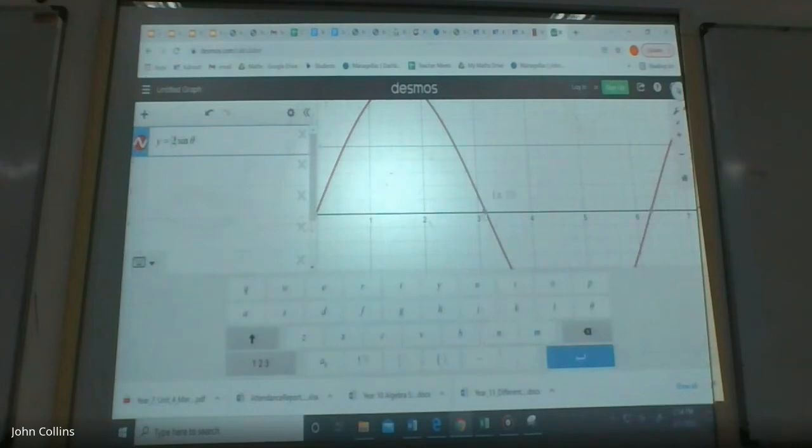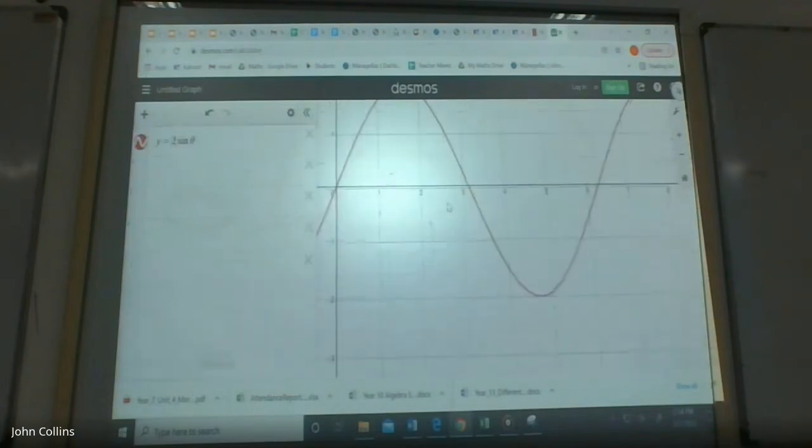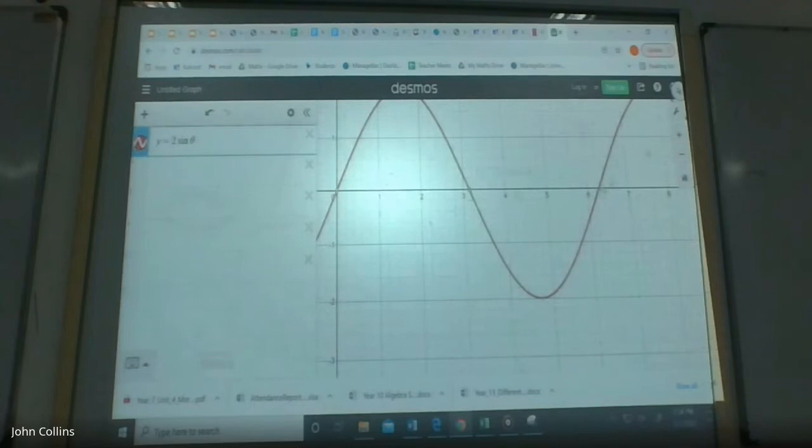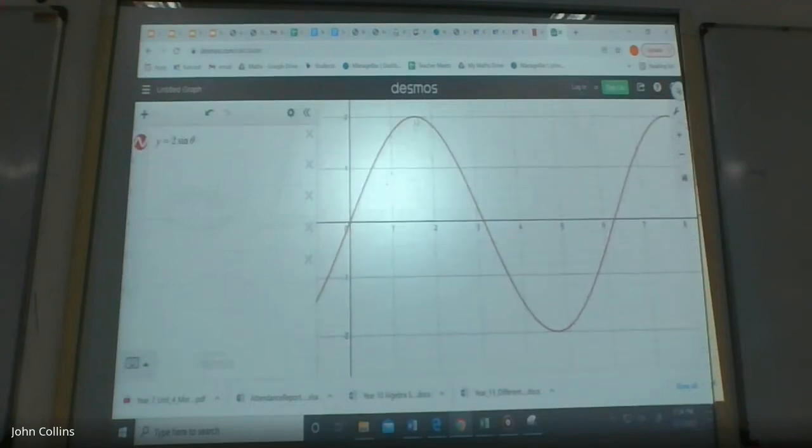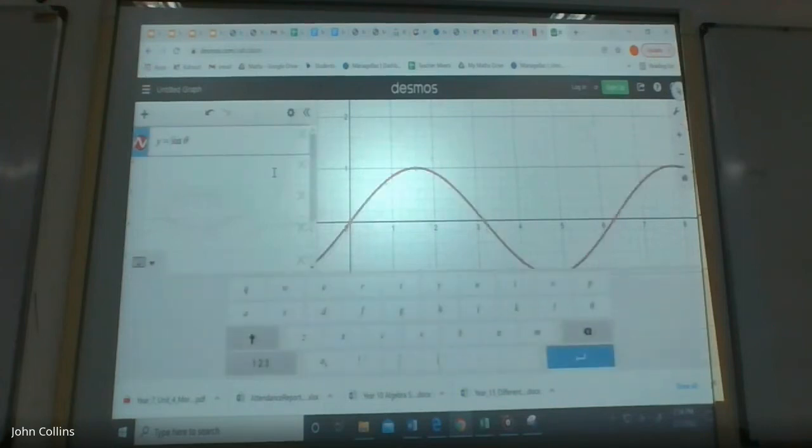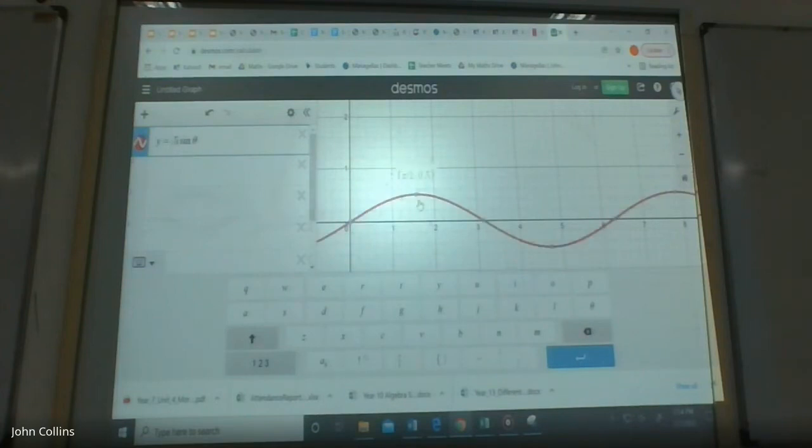Oh, so it still goes through 3.14 and 6.28, but it's twice as big. So that number in front affects the amplitude. So if you multiply by a half, what do we expect to happen? Yeah, the height of it, the maximum.